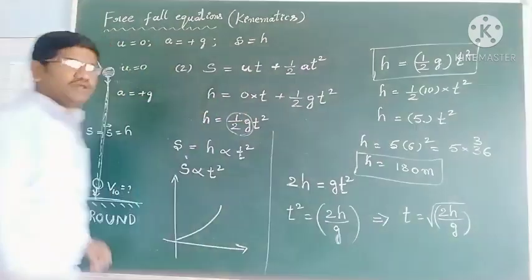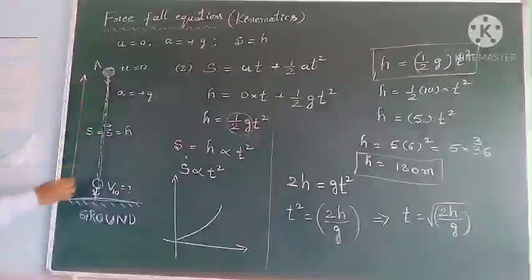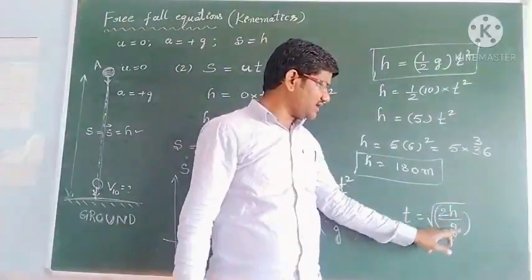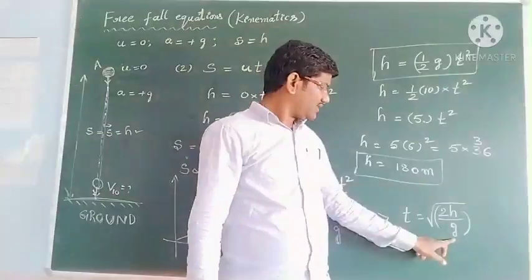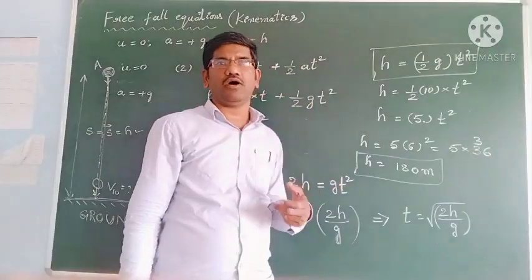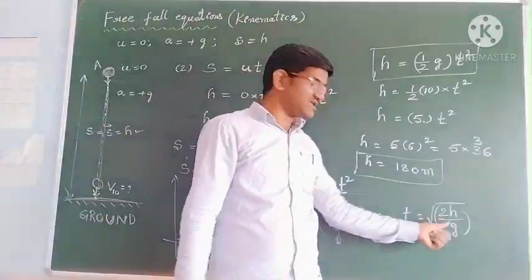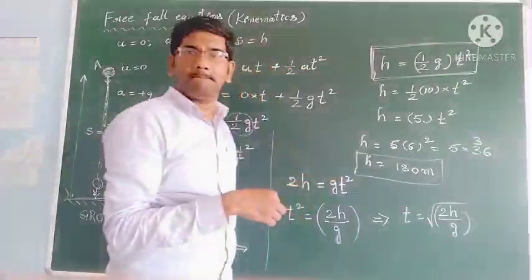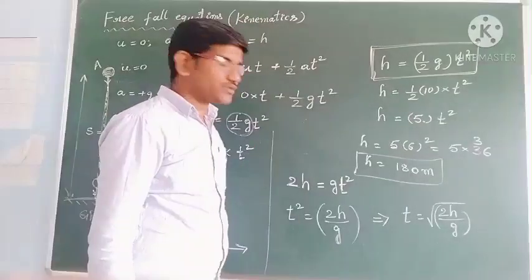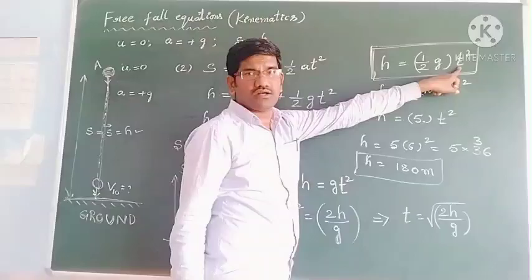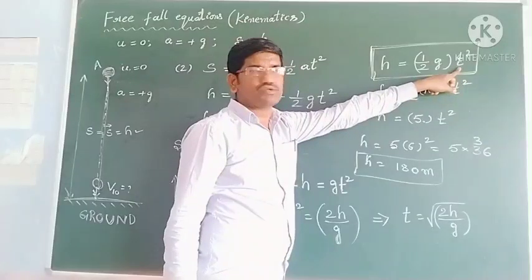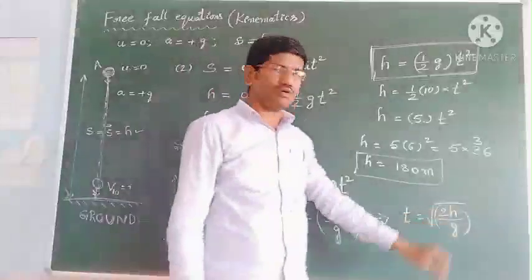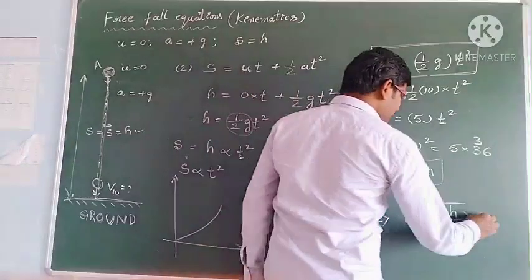So if you know the height from which we are dropping the object, h is known and g value is known. Then if they ask how much time it takes to reach the ground, the same formula is used. In this h is equal to half gt square formula, make t the subject, now you want t. Okay students, 2h by g is t square, then t is equal to root over 2h by g.